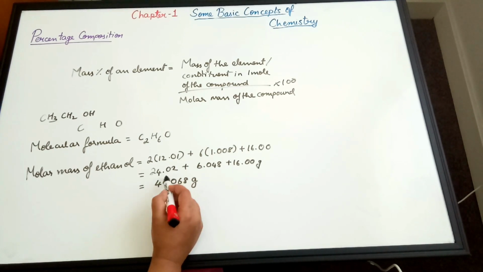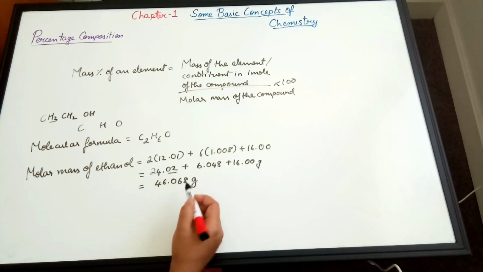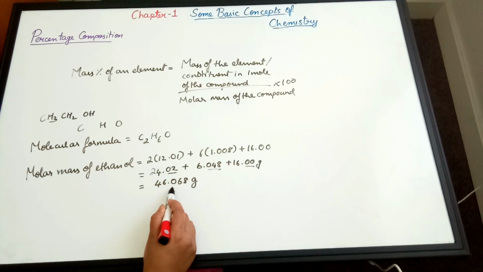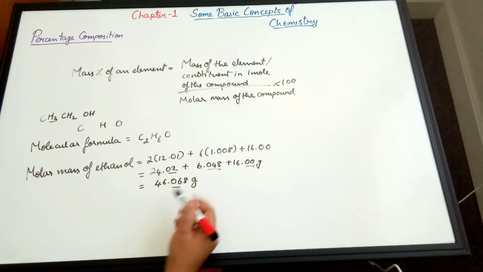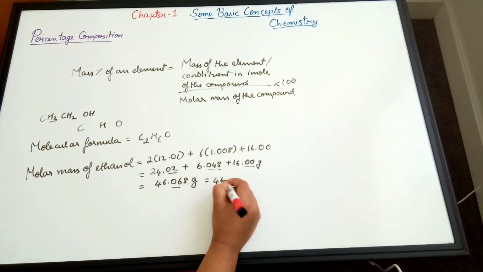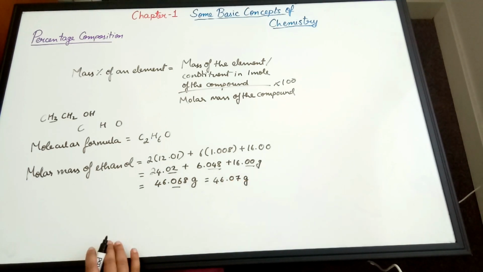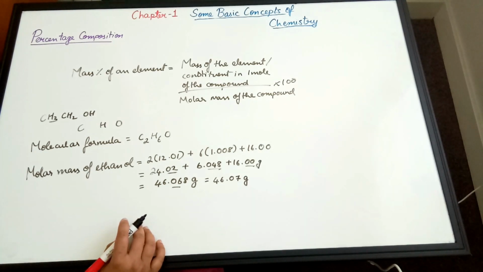Now here, after the decimal point, you have only 2 digits, right? That's the least number. This has 3 and this also has 2, which means our answer should have only 2 digits. And here your 8 is present, which means this has to be increased by 1. So 46.07 grams. If you have not, do check out the video on significant figures. That gives you a detailed understanding as to how to do all of this and how to round off the values.